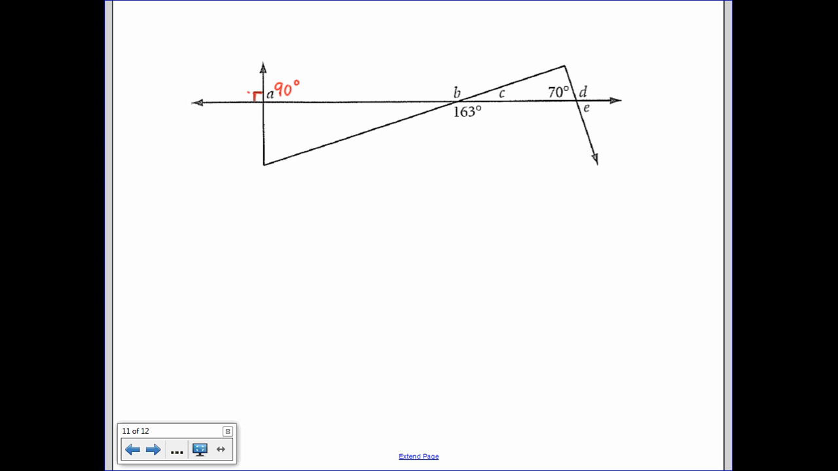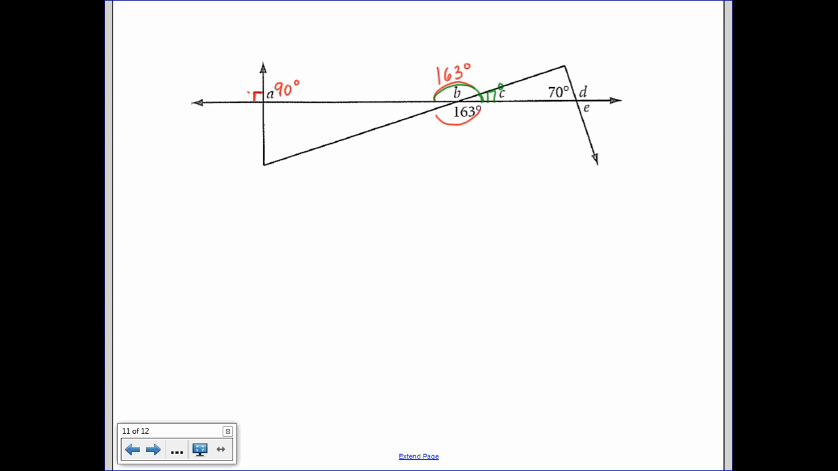Moving across, we see this B. This B is a vertical pair with this 163, so it must also be 163. This C forms a linear pair with B. So B and C are right next to each other. They're adjacent. So if B is 163, C must be whatever 180 minus that is, which is 17 degrees.